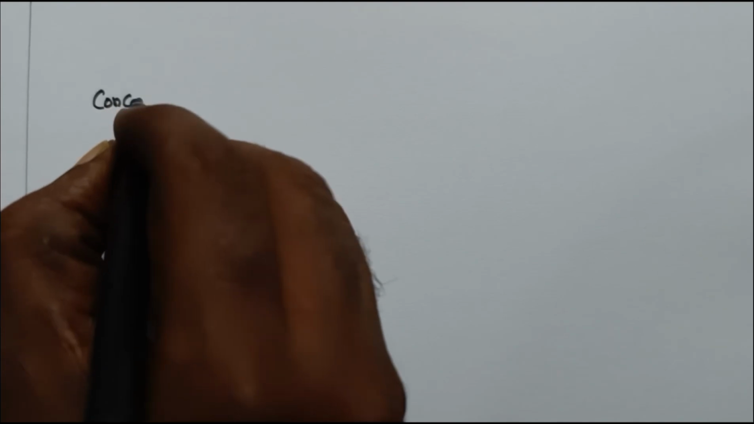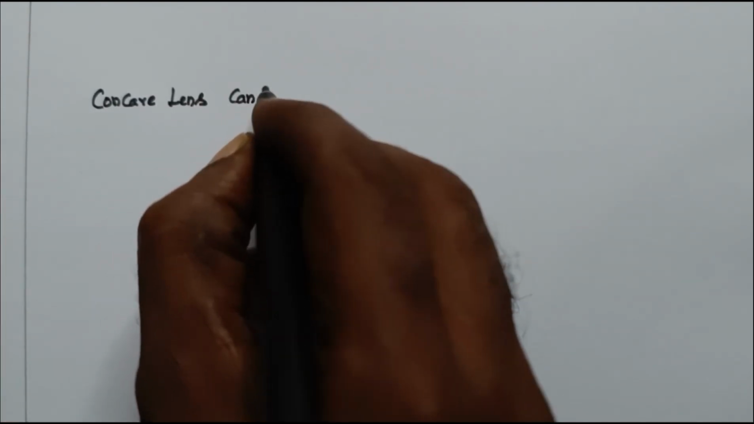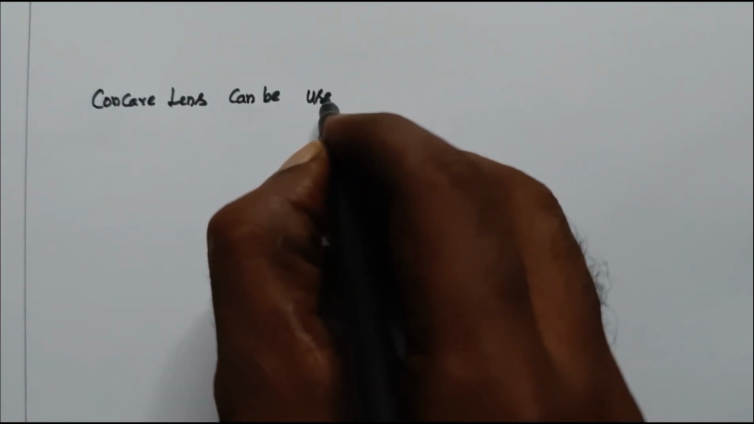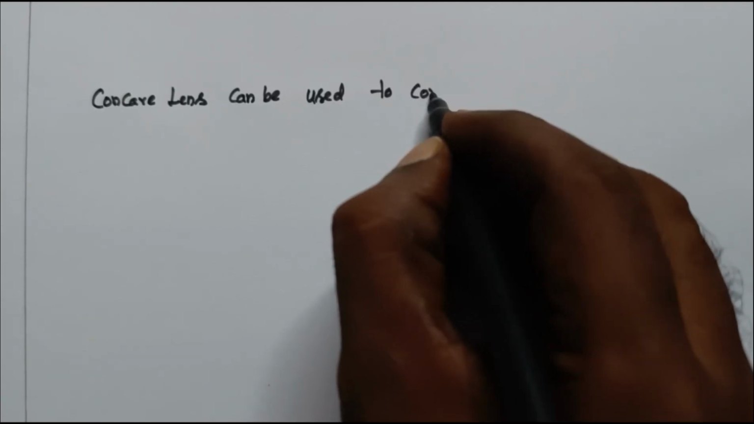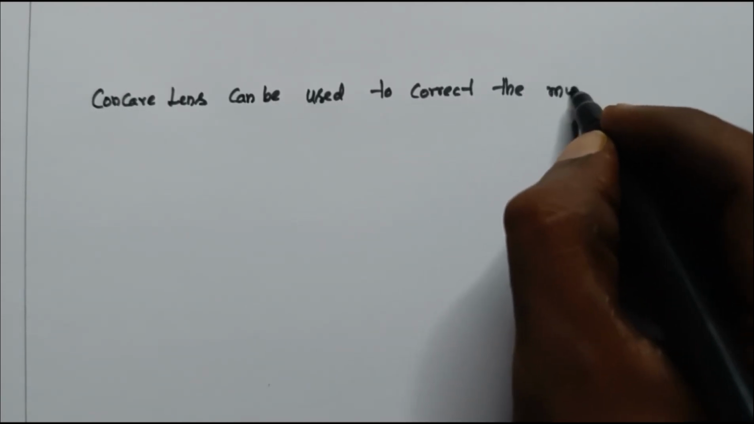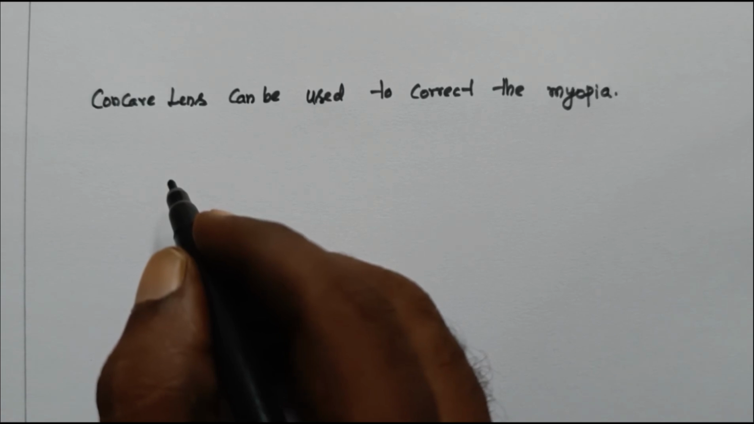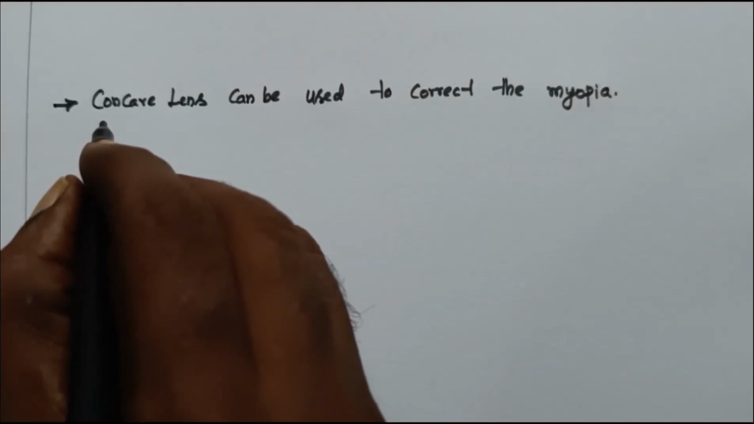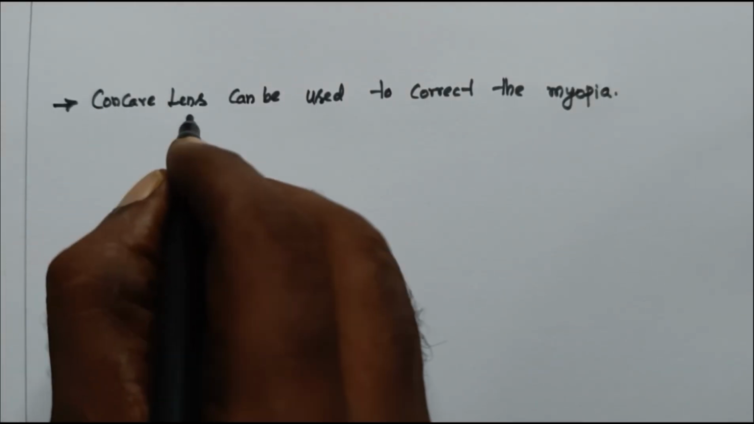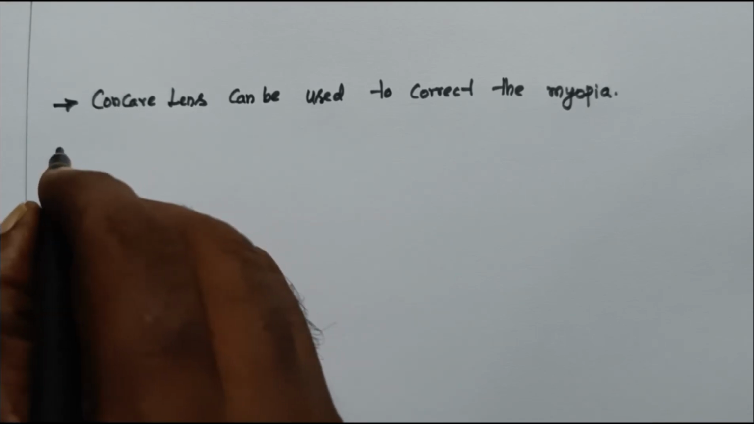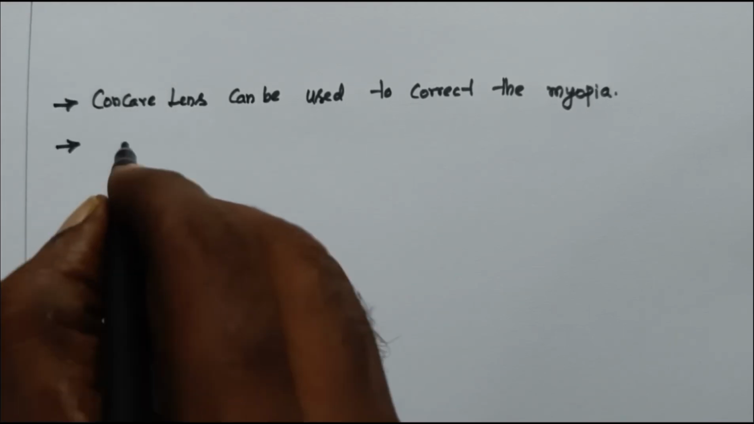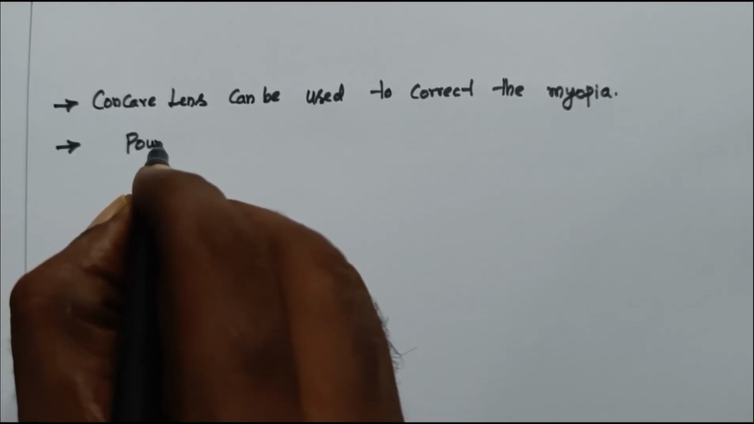As we have discussed, a concave lens can be used to correct the myopia. Now what we have to find? We have to find the power of the lens used. So this is the answer for the first question. The nature of the lens is concave lens. Next, what we have to find? We have to find the power of the lens.